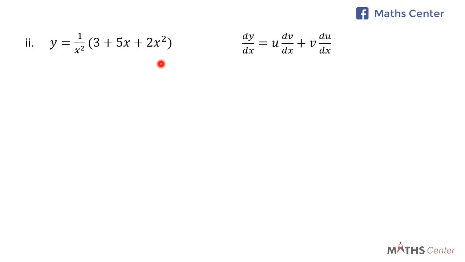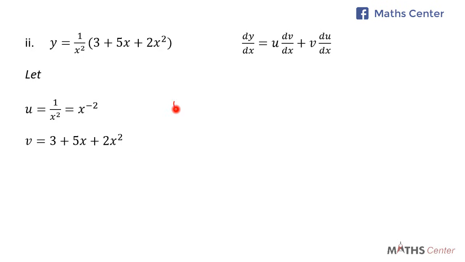So here, the product rule says that dy dx will be equal to u dv dx plus v du dx. We have two terms here multiplying. The first one is what is outside the bracket, which is 1 divided by x squared. And the second one is what is inside the bracket, which is 3 plus 5x plus 2x squared. So I'll let u be equal to the first one, which is 1 divided by x squared, which can be written as x exponent negative 2 from indices. And then v to be equal to what is inside the bracket, which is 3 plus 5x plus 2x squared.